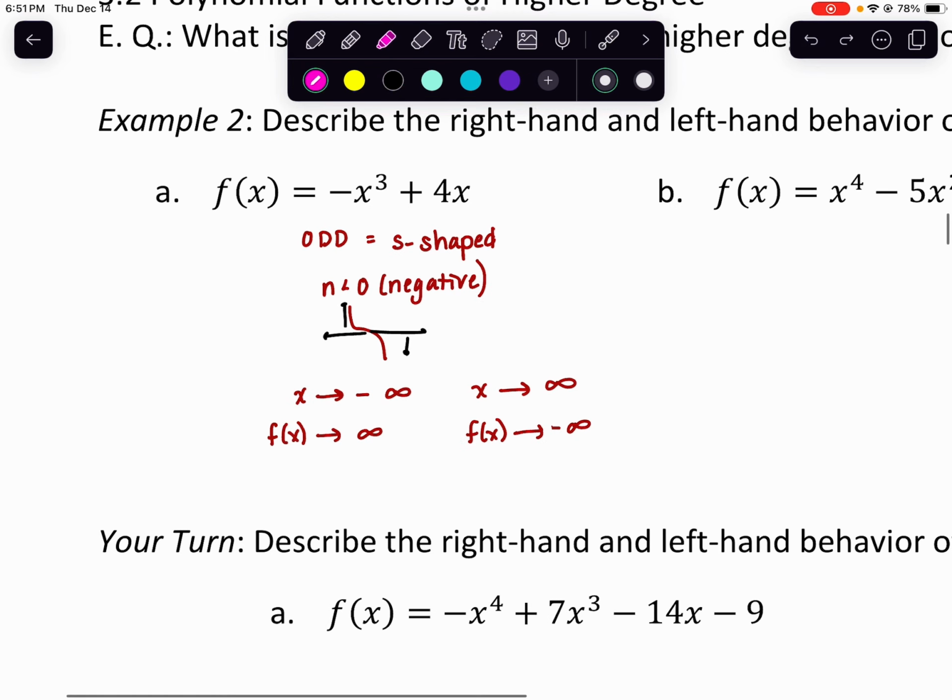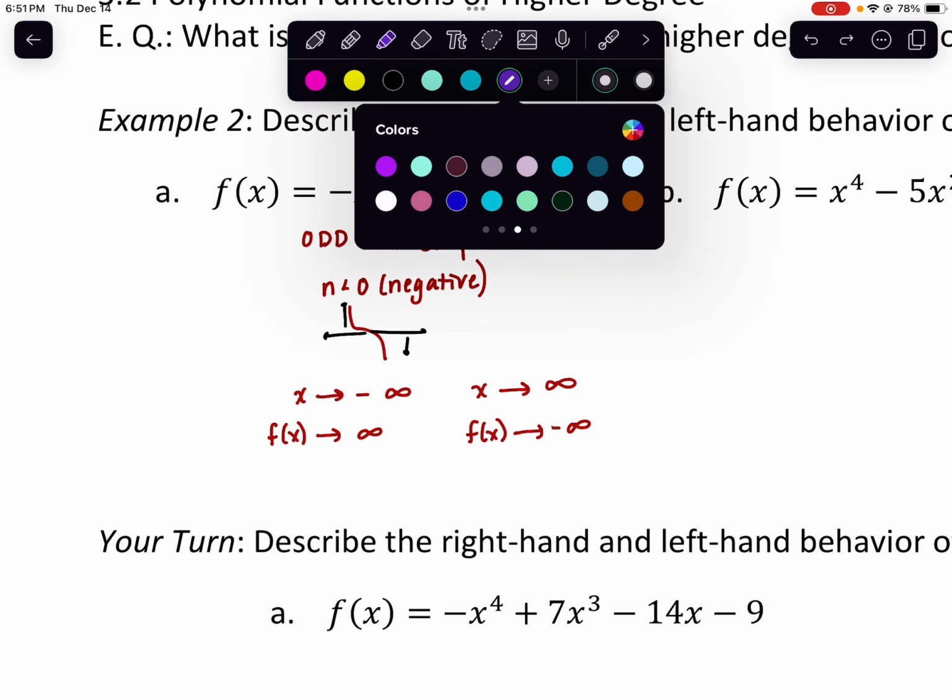Ooh, let's do some green. It is almost Christmas.